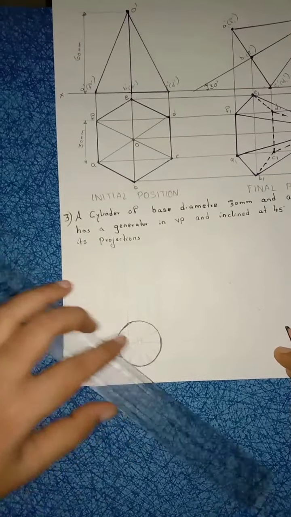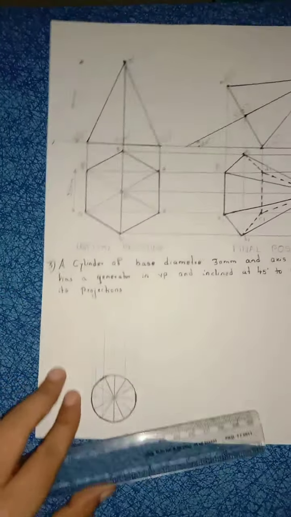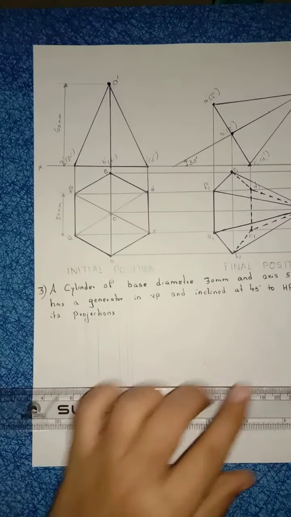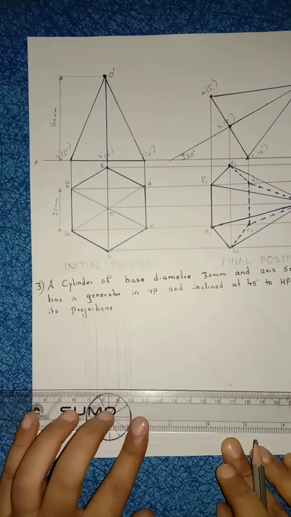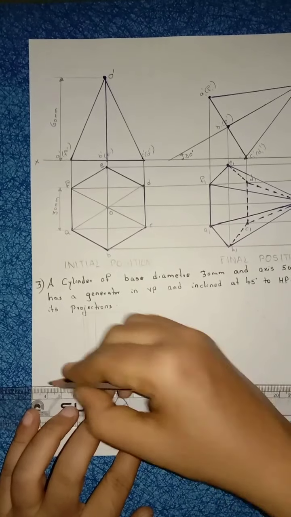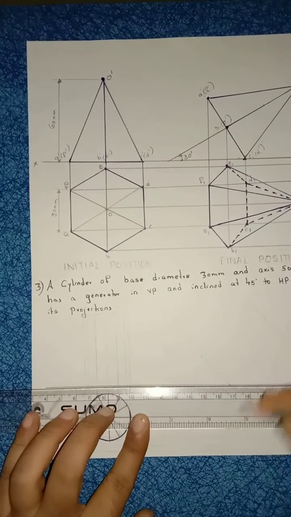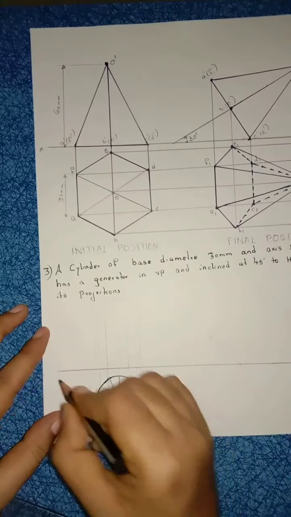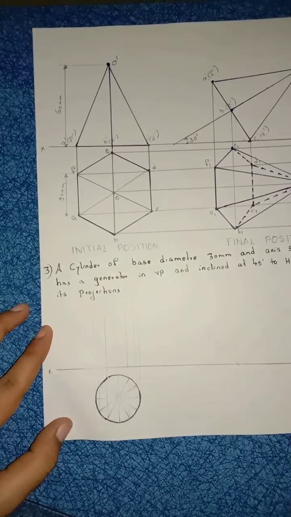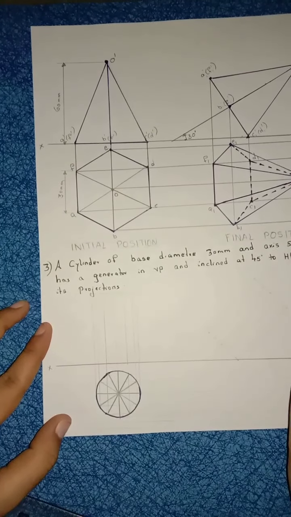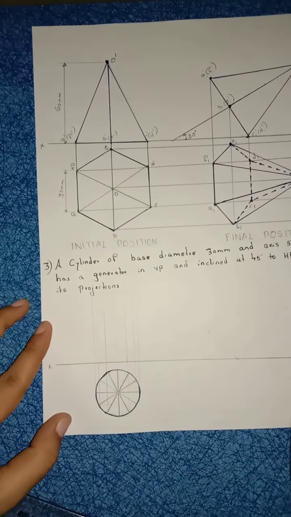Divide this circle into 12 equal parts. Now after completion of the circle, leave a 5 mm gap. Now draw the reference line of any length. Name it as XY, with the vertical plane above and the horizontal plane below.